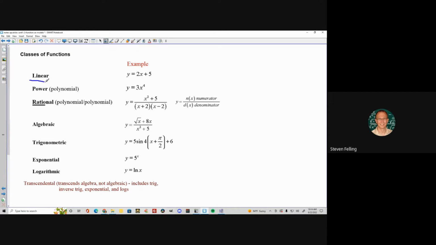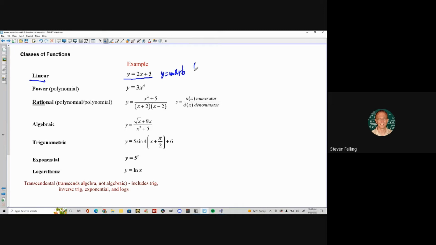A linear function has the form of a line. For example, y equals 2x plus 5. So if you have y and x has no power, it's just x, and there's maybe a constant term, but there's a term with an x. Or it could even just be y equals 5. If x is either present only to the first power or not present and constant, then you have a linear function. In general, they have the form y equals mx plus b.